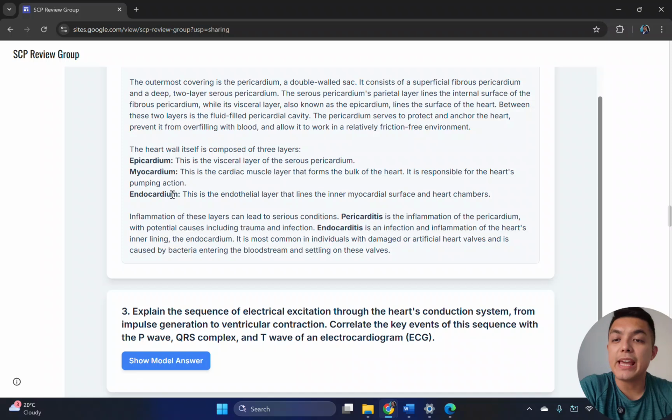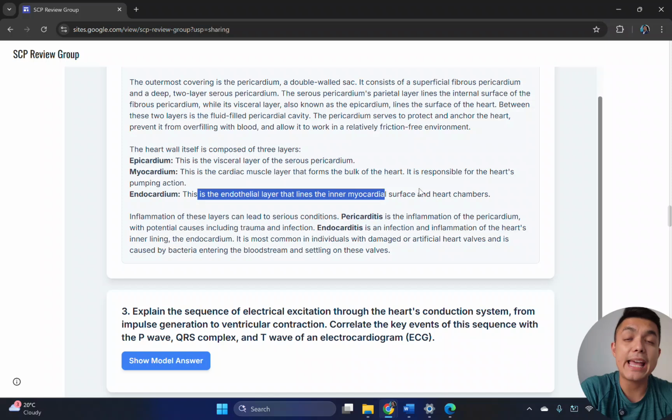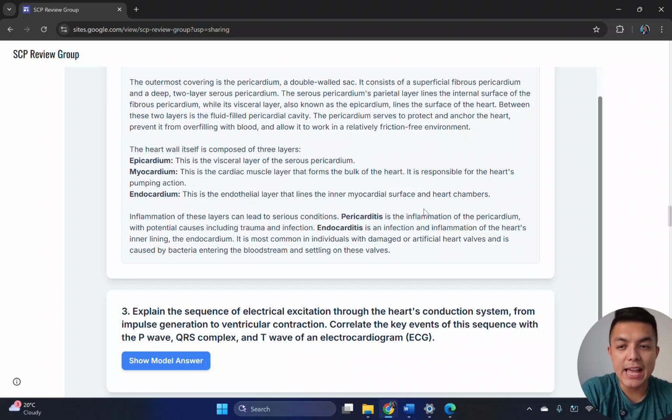And the last one is the endocardium, and this is the endothelial layer that lines the inner myocardial surface and the heart chambers. So I had the privilege to touch this endocardium because I was in cardiac surgery before. So when we take out the heart and we do a heart transplant, this is when I get to do it.